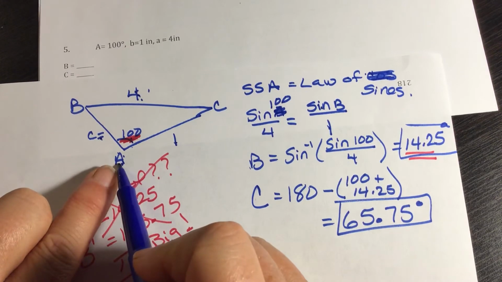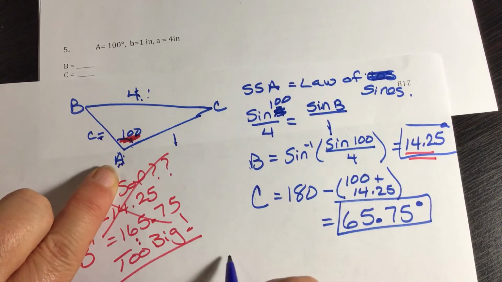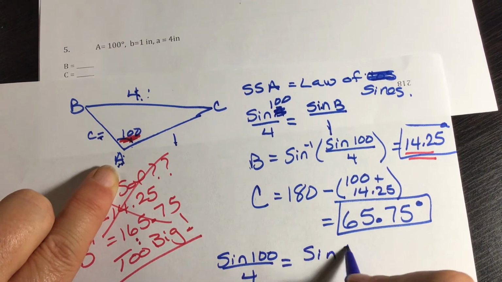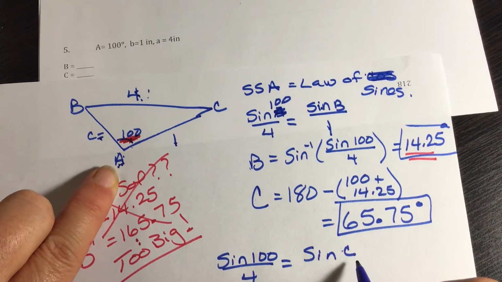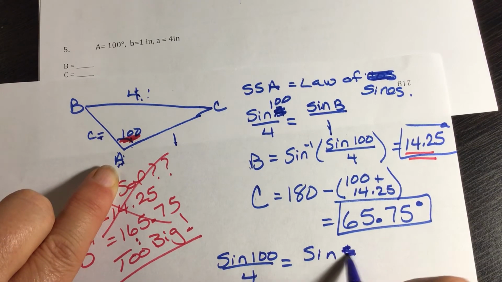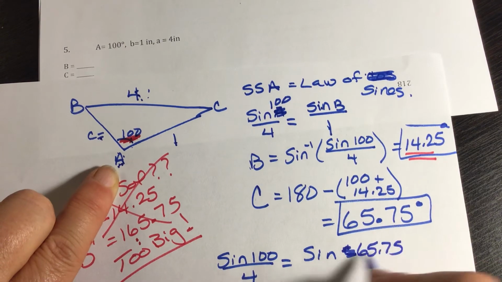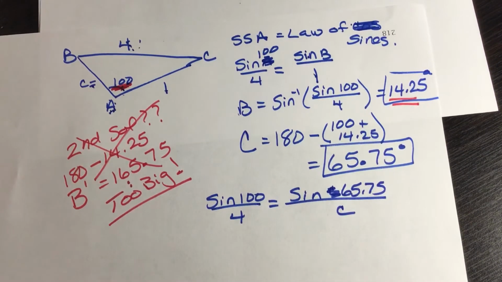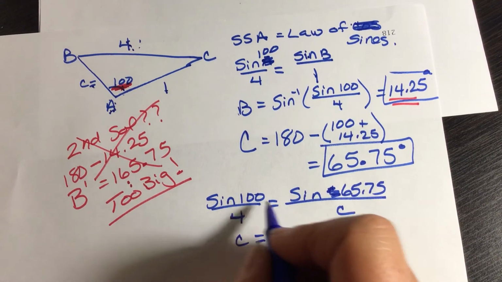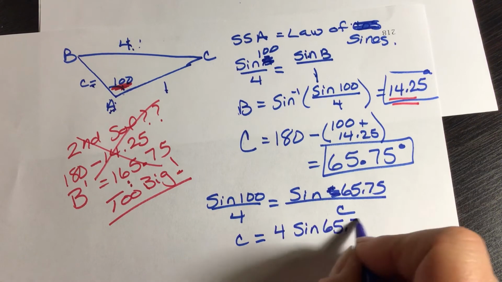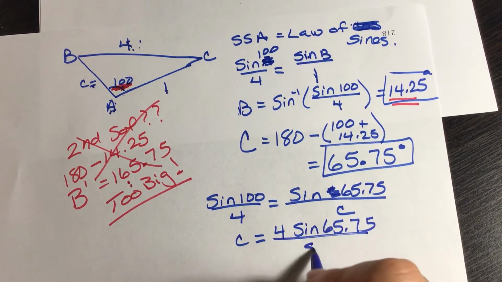So I have sine 100 over 4, and then sine C, and C is 65.75 over C. So C is going to be 4 sine 65.75 over sine 100.